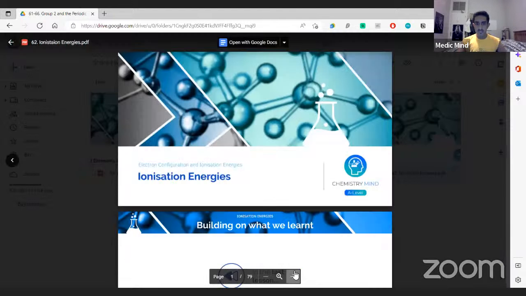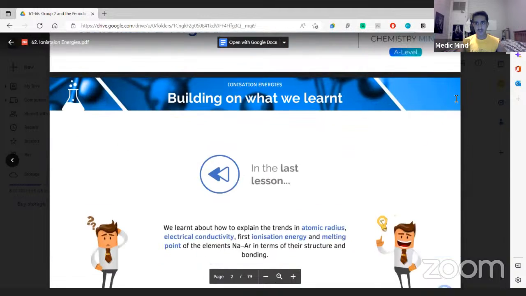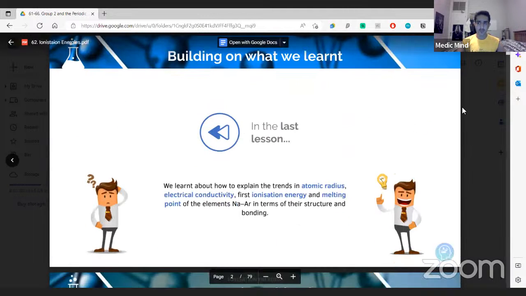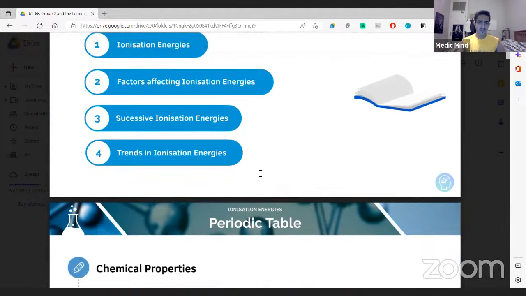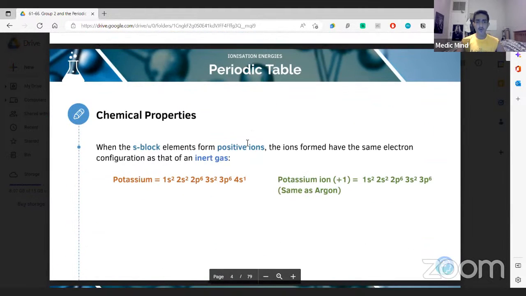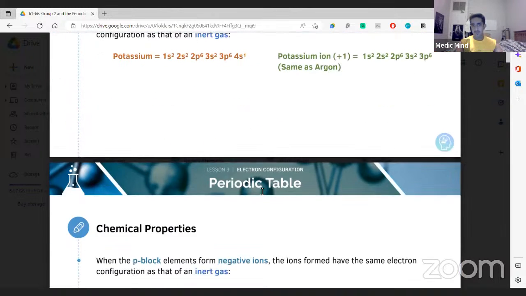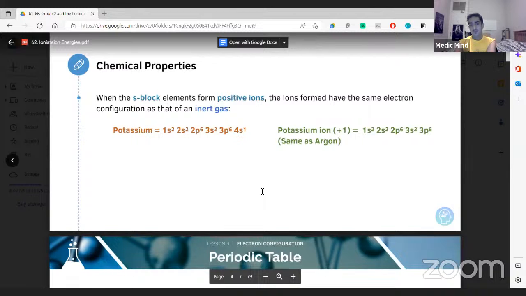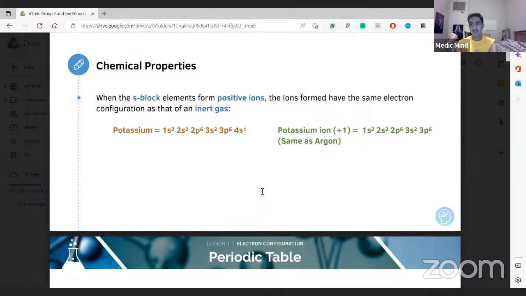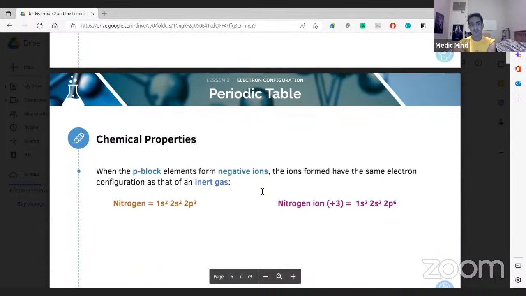So we're talking a little bit more in depth about these ionization energies that I've just brought up, because I brought them up very roughly at the end of that last bit. But what is an ionization energy? Well, when the s block elements form a positive ion, these ions will have the same electron structure as that of an inert gas, because they've lost an electron, which means that they basically will have the same electron structure as the element before them.